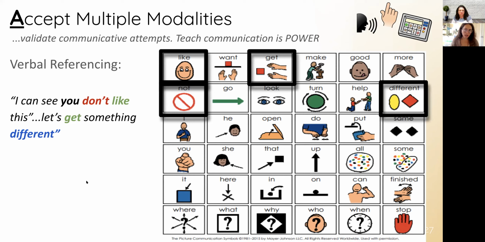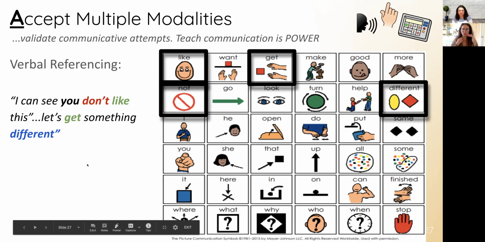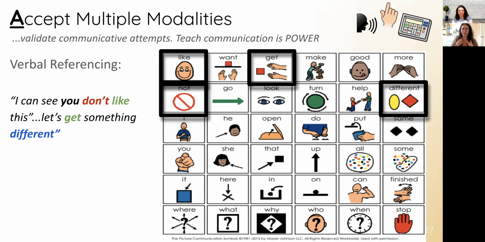All right, so another one, you walk in and you see the student is pushing something off the table. Again, we're going to observe that and explain what we're seeing. I can see you pushing that off the tray. I think that means you don't like this. I wonder if you want to get something different. So again, it's those steps where we're observing, we are labeling what we're seeing, we're attributing meaning to it, and then we're following up with a wonder, our best guess about what that could mean for them.